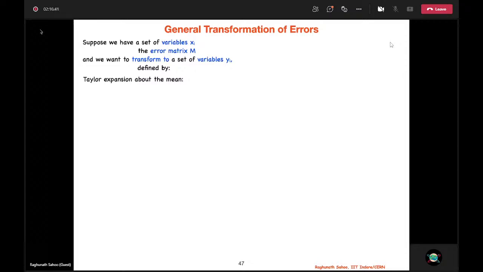What is the rule? Suppose we have a set of variables xi, the error matrix is M, and we want to transform to another set of variables yi. So it is essentially a coordinate transformation, the way I did for polar coordinates to Cartesian coordinates. Now the Taylor expansion about the mean will be like this. yi can be written as y average plus these kinds of terms, if you have seen my derivation of the master formula for error.